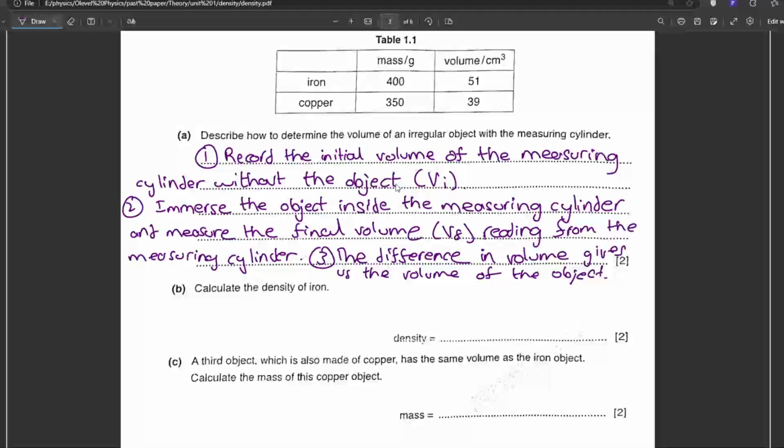You have to calculate the density of iron. How will you calculate the density of iron? You are given the mass. You are given the volume. Density is equal to mass over volume. I don't know why there are 2 marks for this.